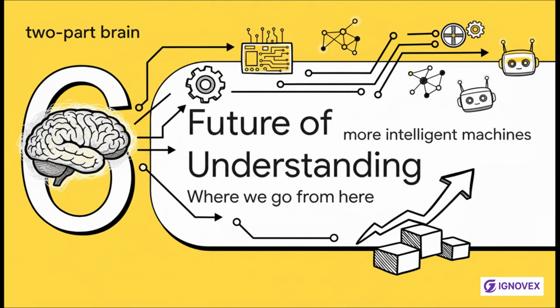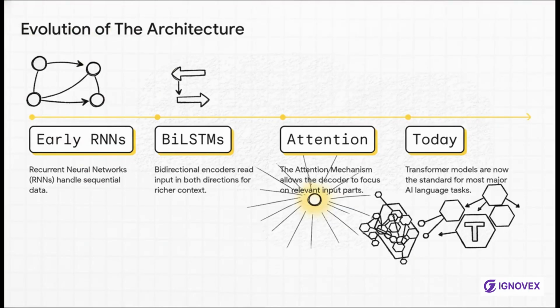So where does this all take us? Well, this whole two-part brain idea is more than just a clever piece of code. It's a fundamental building block in this massive quest to build machines that can truly understand us. And you can see how it's evolved over time. It started with simpler models, then it got smarter by learning to read sentences forwards and backwards to get more context. Then came the massive breakthrough of attention, and that directly led to what we have today. Transformer models, which are pretty much the gold standard for most modern AI language tasks.